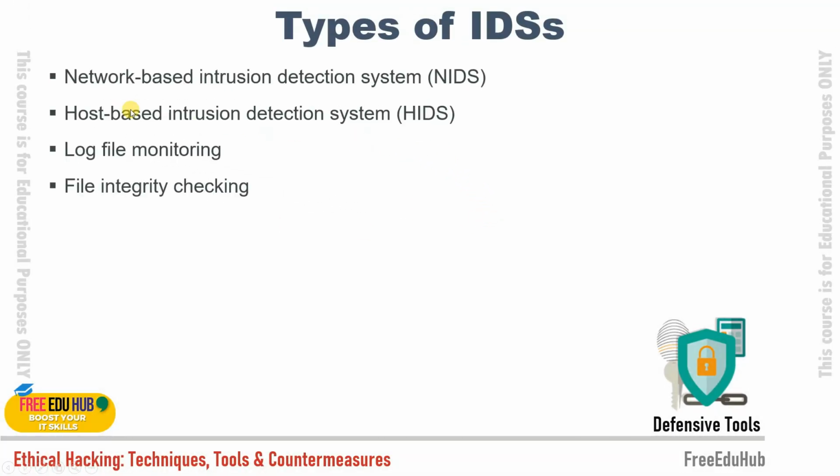Further, we'll see different types of IDS. We have network-based intrusion detection system, host-based intrusion detection system, log file monitoring, and file integrity checking. Now, network-based intrusion detection systems are designed to detect suspicious activity and potential intrusions on the network. They can identify activities such as misuse, SYN flood attacks, MAC flood attacks, and other similar types of behaviors. Network intrusion detection system devices monitor the network by using the network card in promiscuous mode, which allows capturing all network traffic passing through the switch connected to a single port.